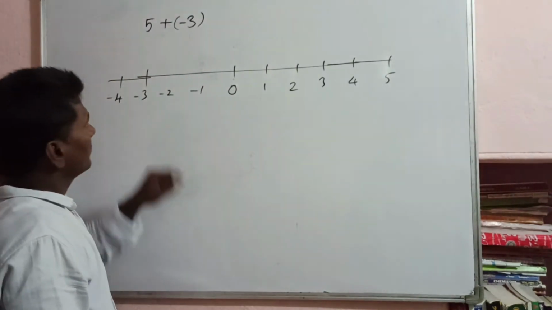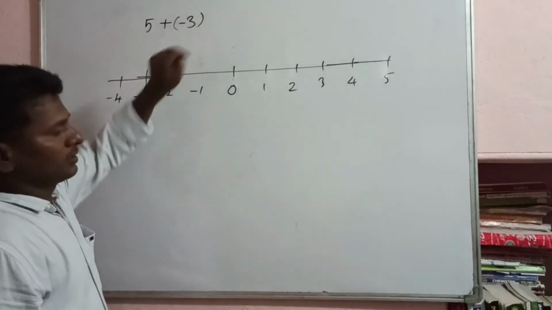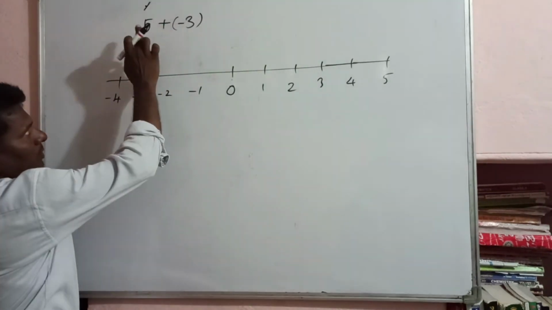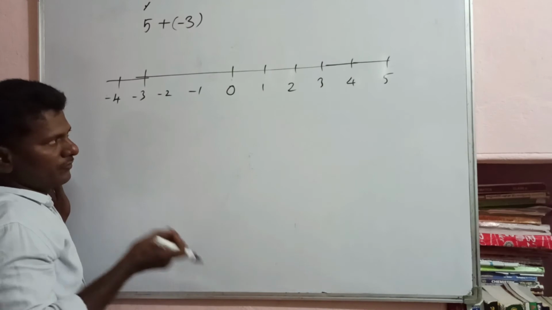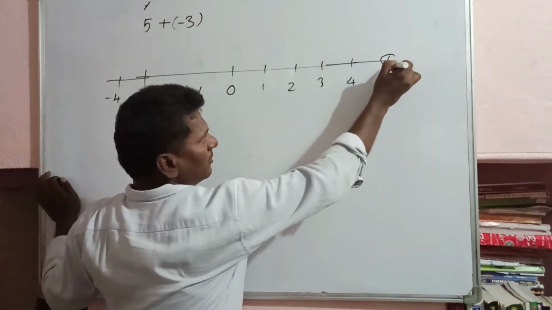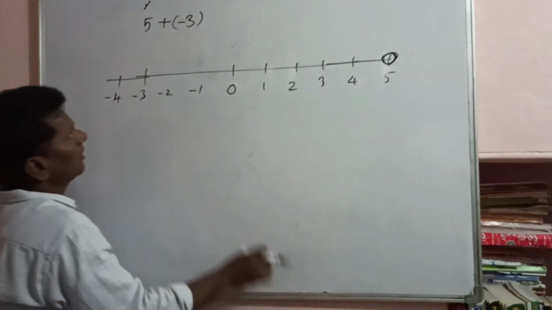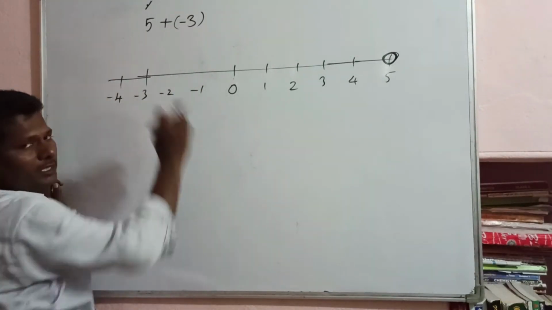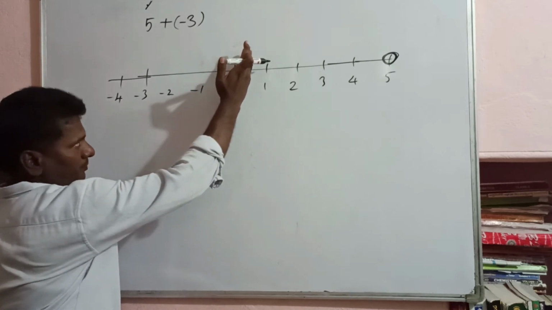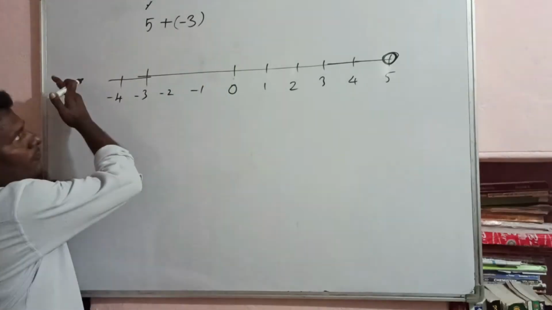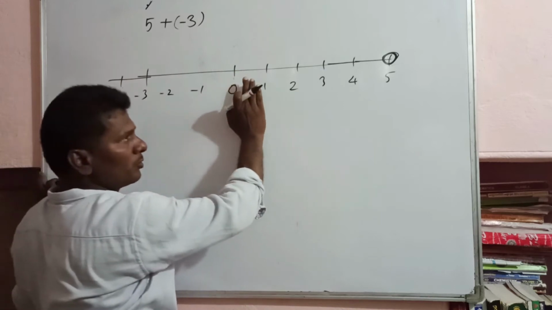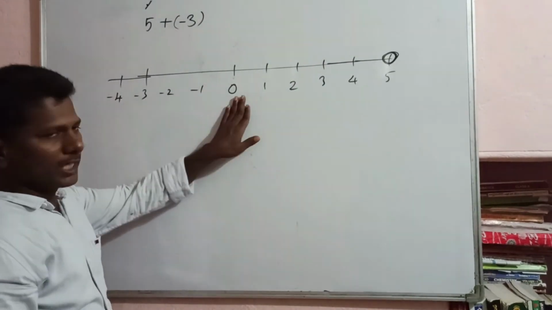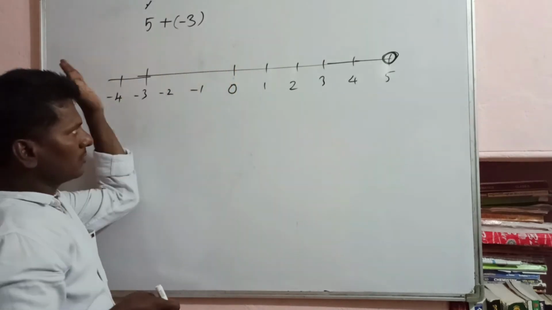One more example, 5 plus of minus 3. First we have to locate 5. Here is 5, plus 5. Now we have to add minus 3. Whenever we find minus, we have to move backward. When we have a plus symbol, we have to move to the right side of 0. A negative sign means we have to move back toward 0.